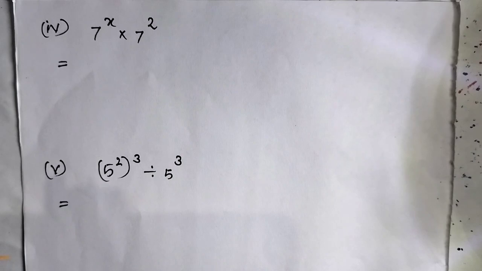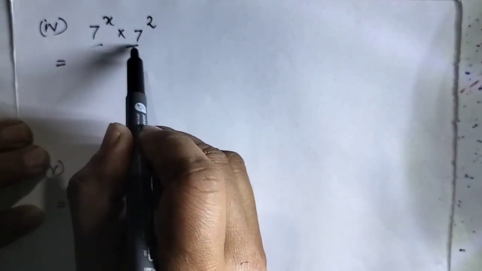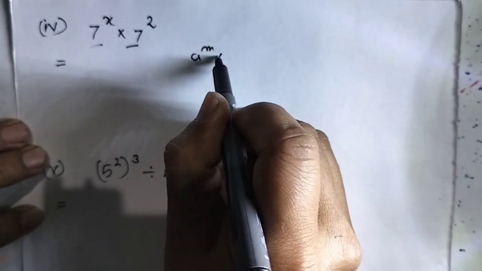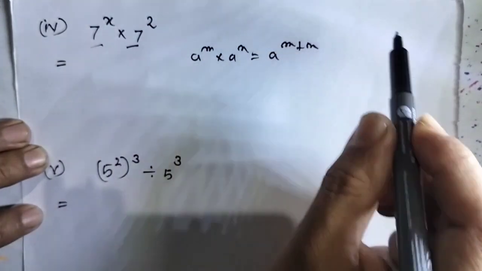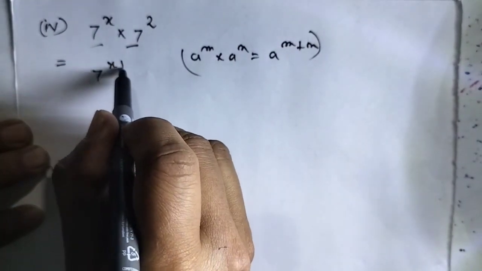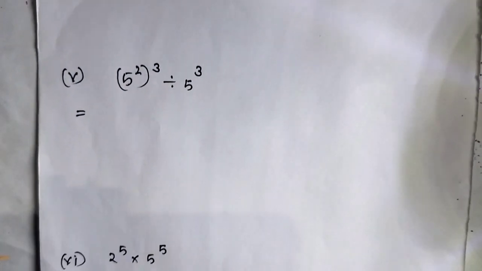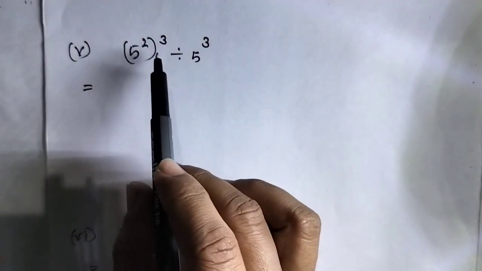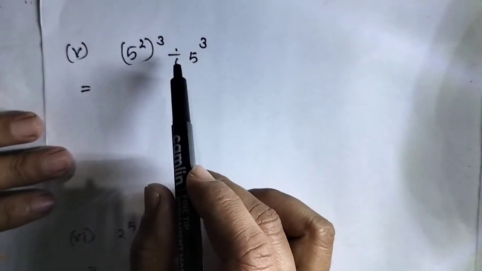Question number 4 is 7 to the power x into 7 square. Here the base is the same. Then the law of exponents: a to the power m into a to the power n is equal to a to the power m plus n. Then 7 to the power x plus 2. That is the answer.